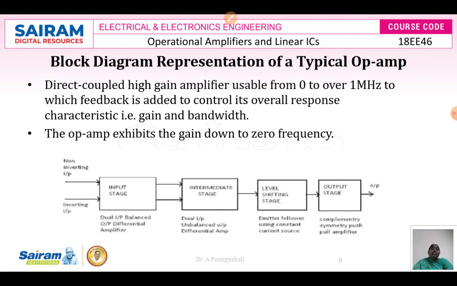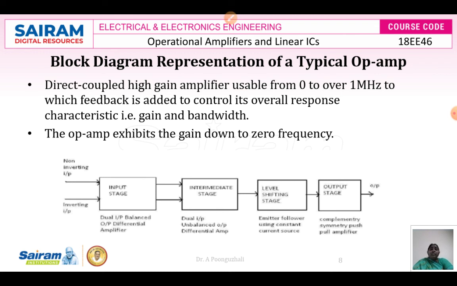So to provide the necessary current gain for the circuit, you will be using your level shifting stage or your emitter follower stage. Next, the output of this level shifting stage will be given to an output stage, where the output stage is going to be a complementary symmetry push-pull amplifier there.